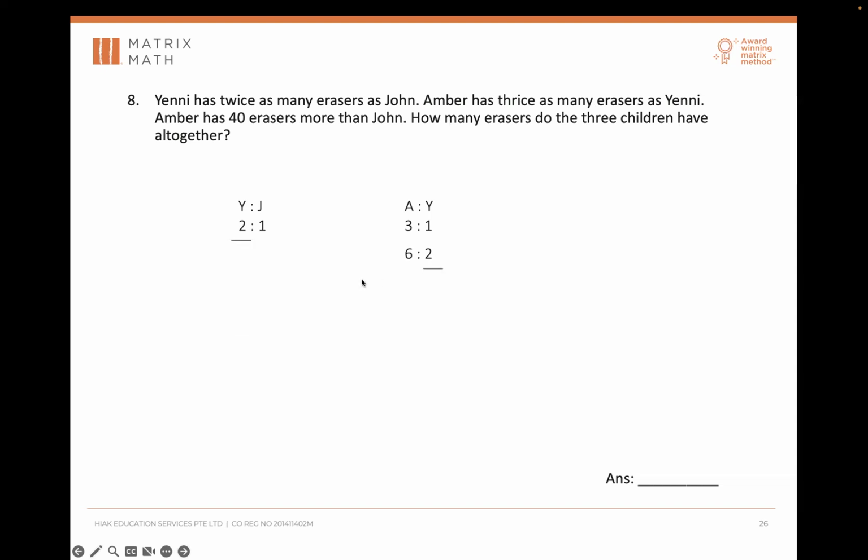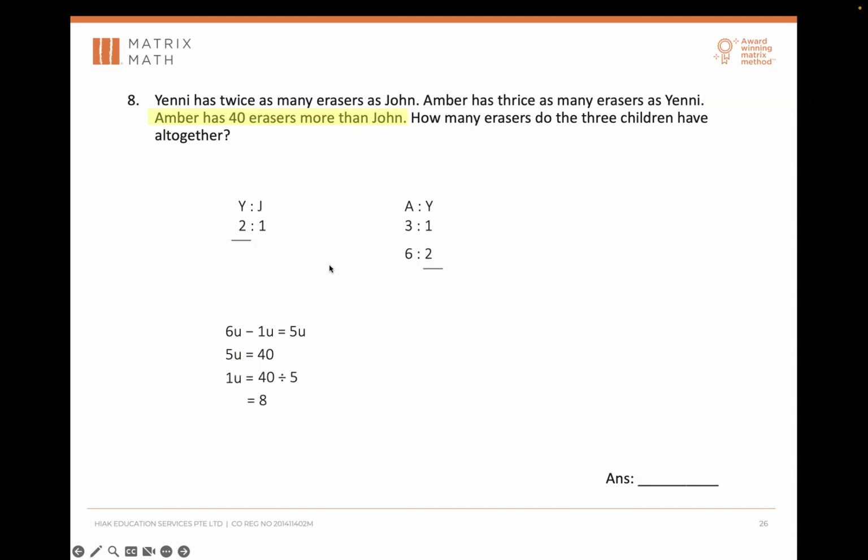Times 2. Now, next look for a value in the question, which is 40, which is the difference between Amber and John. So Amber is 6 units, John is 1 unit. So the difference is 5 units. So therefore, 5 units must be equal to 40. 1 unit is equal to 40 divided by 5, which is 8.